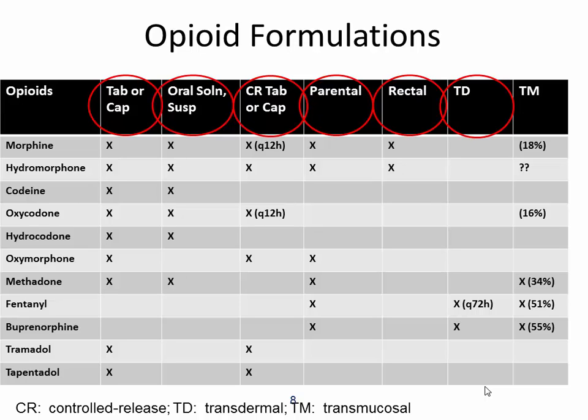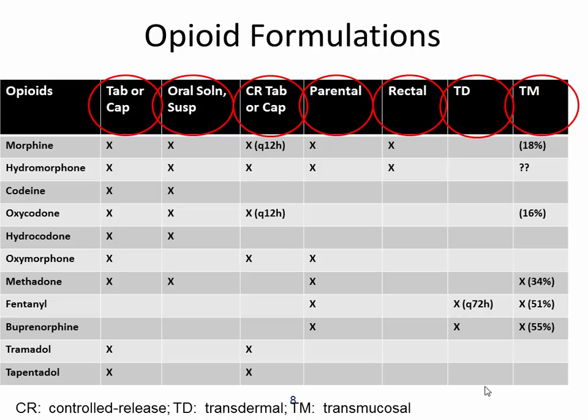Transdermal opioid formulations, main ones are fentanyl and buprenorphine. Fentanyl is a common one used in pain management, and it's a Q72-hour patch. And then transmucosal, using the oral mucosa. The ones that are FDA approved are methadone, fentanyl, and buprenorphine. As you can see, they have the higher absorption rates at 34, 51, and 55%.